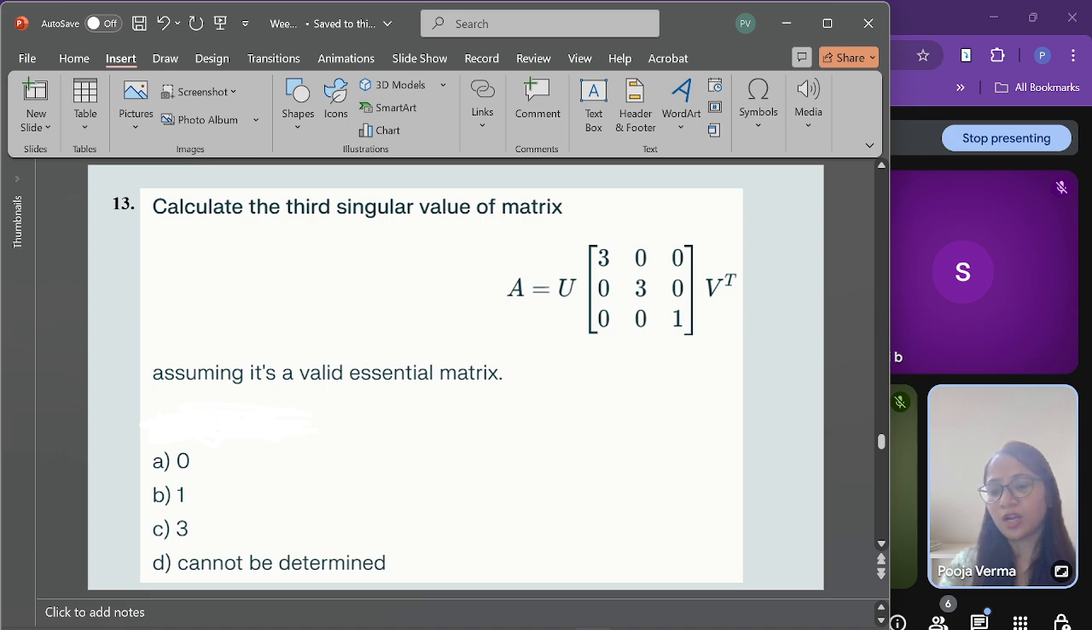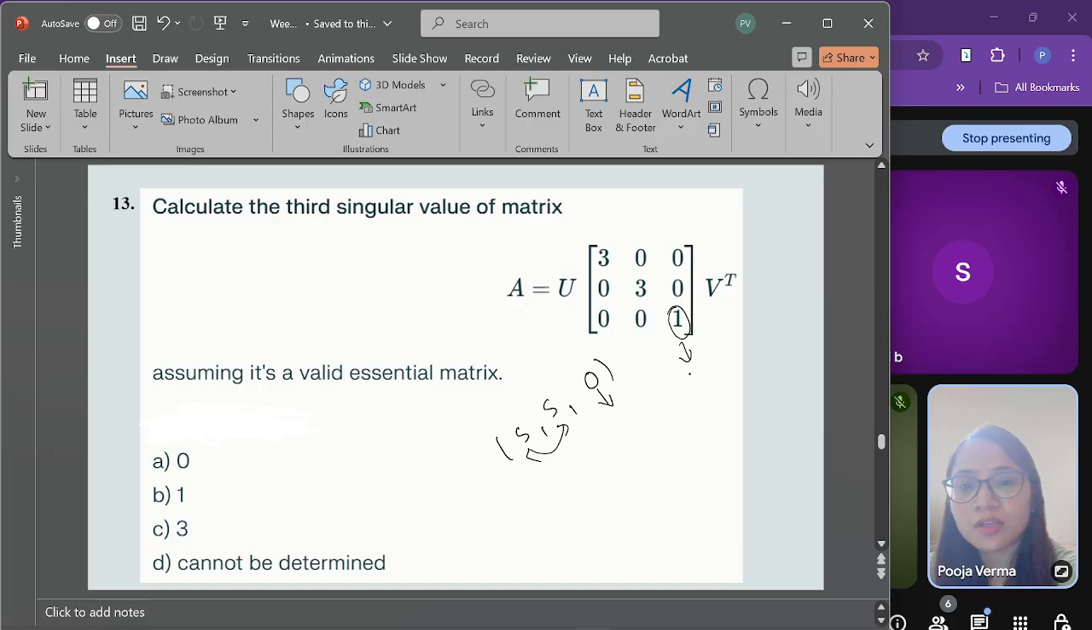Already we know that the essential matrix must have singular values in the form of s, s, comma 0. That means these two values must be the same and non-zero. But here it is 1, which is not zero, so it is a tricky question. It is a contradiction: the third value should be 0. So for a proper essential matrix, the third value must be 0. So option A is the correct answer, because for a valid essential matrix the third value is 0.